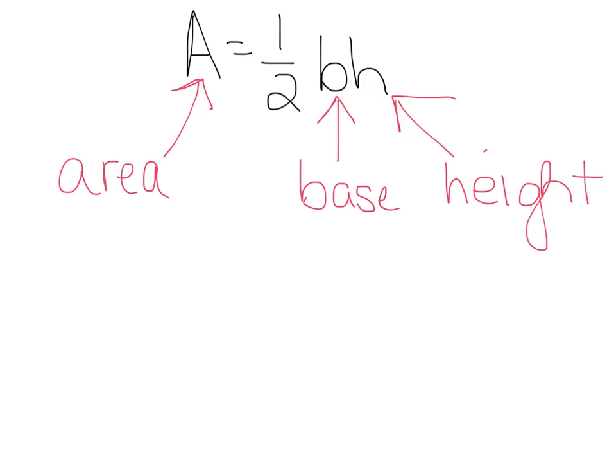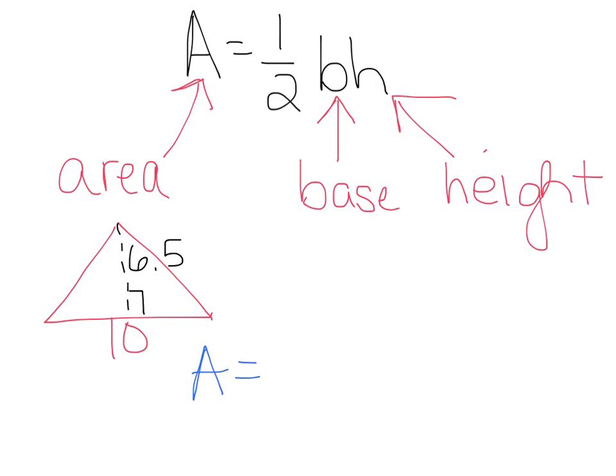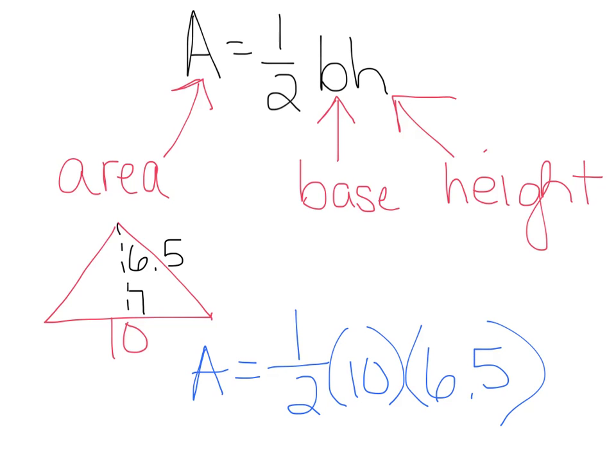So let's say we had an example of a triangle that looked like this, and this was 10, and the height was 6.5. So you would write this as A equals 1/2 times 10 times 6.5.